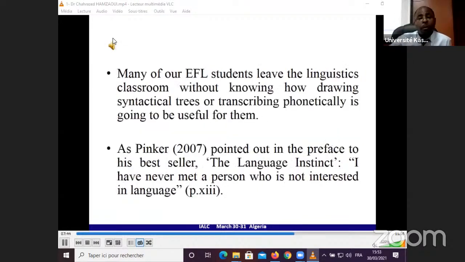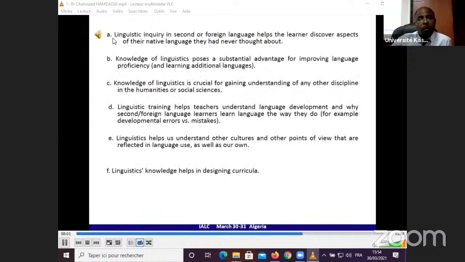In reality, many of our ESL students leave the linguistics classroom without knowing how learning statistical traits or even transcribing phonetically is going to be useful for them. So as Peter correctly said, I have never met a person who is not interested in language. One way or another, most students in the humanities and social sciences can find one or more of the following uses of linguistics relevant for their generic objectives, among which linguistic inquiry in study of foreign language helps the learner discover aspects of their native language they had never thought about. Knowledge of linguistics possesses substantial advantage for improving language proficiency and learning additional languages, and linguistic knowledge helps in designing curriculum.